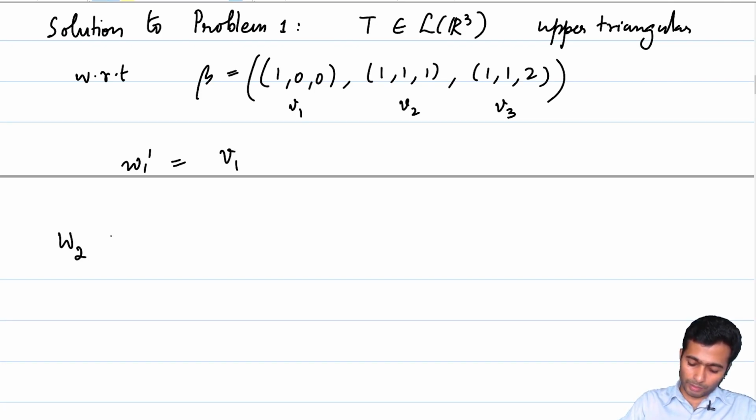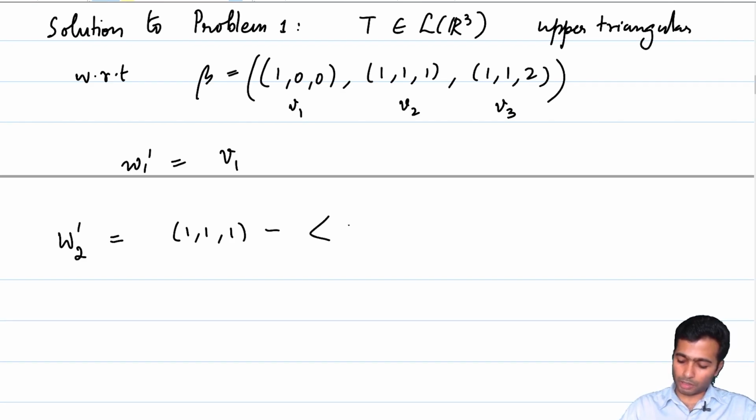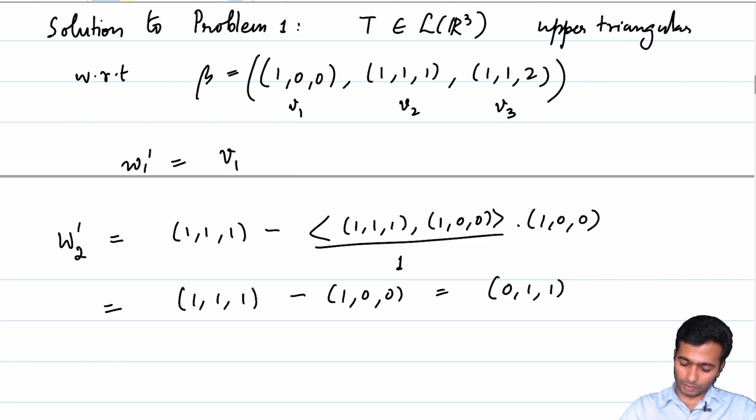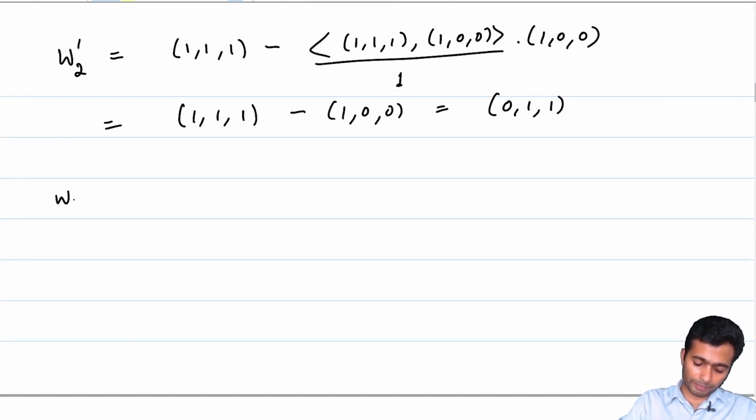What will be W2? Let's calculate W2 prime. That's going to be (1, 1, 1), which is V2, minus the inner product of V2 with W1 prime, divided by the length of W1 prime squared, which is 1, times W1 prime. And this is just (1, 1, 1) minus (1, 0, 0), which is equal to (0, 1, 1). That's W2 prime.